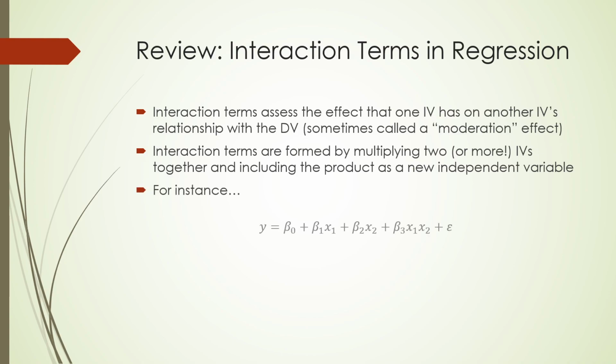So for instance, in a hypothetical regression case, I have an independent variable x sub 1, an independent variable x sub 2, and I multiply them together, x sub 1 times x sub 2, and I literally mean multiply each value. Each person's x1 score gets multiplied by each person's x2 score, and I include that result as a new variable called x sub 1, x sub 2.